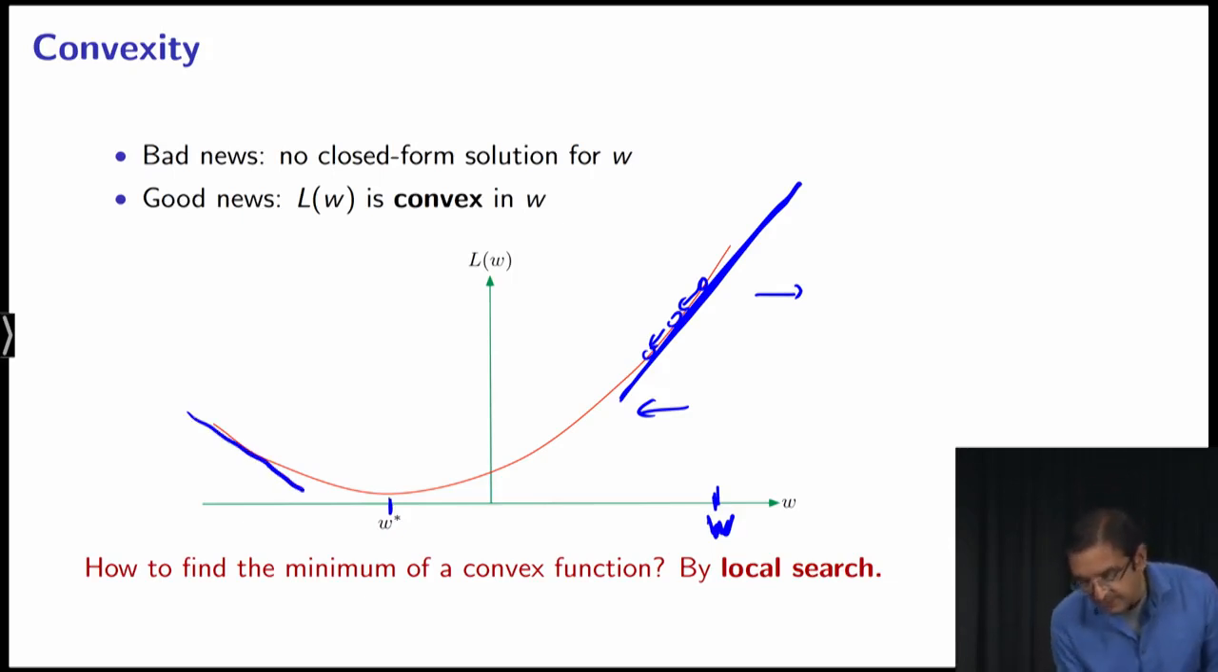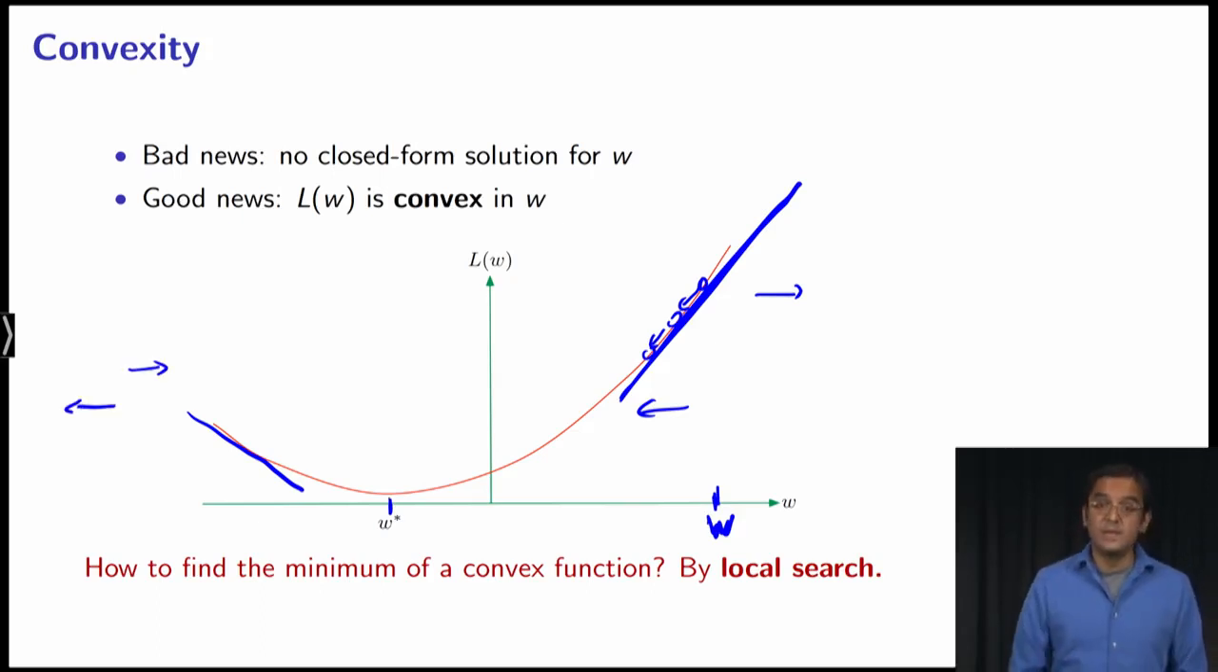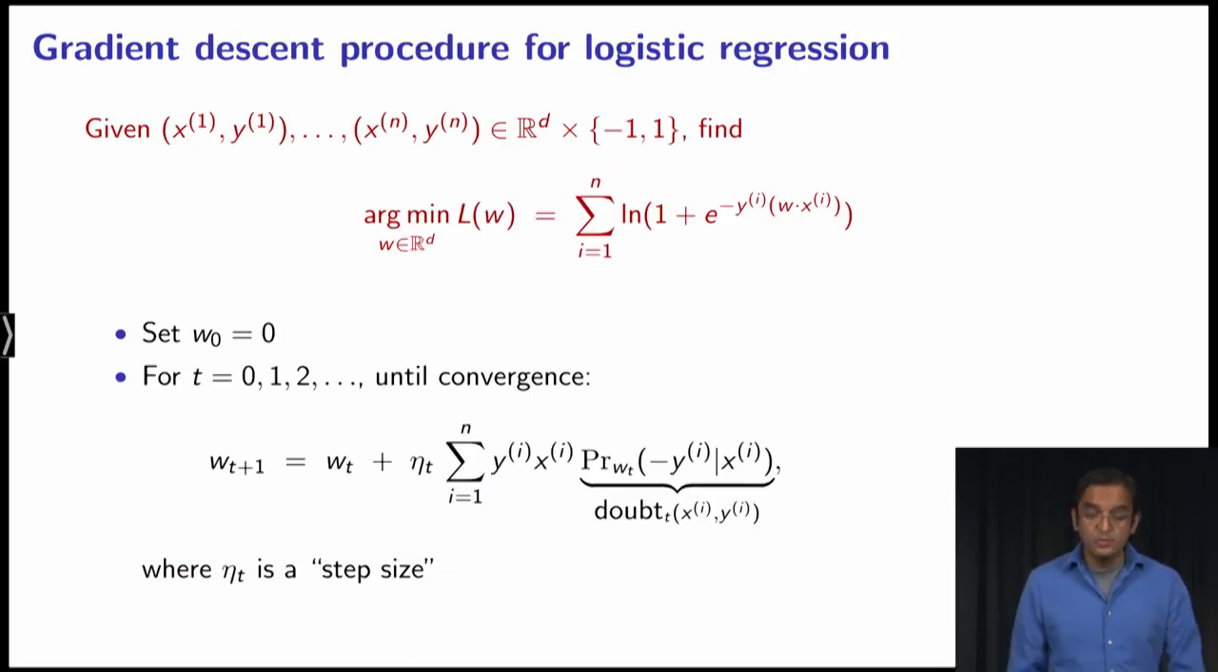Likewise, over here, the slope is negative. So we know that if you go that way, the function goes down, and if you go that way, the function goes up. So we have to move to the right. Okay, so in this way, the gradient or slope of the function can really serve as our guide. We just have to move in the opposite direction to the gradient. Okay? And doing that is called gradient descent.